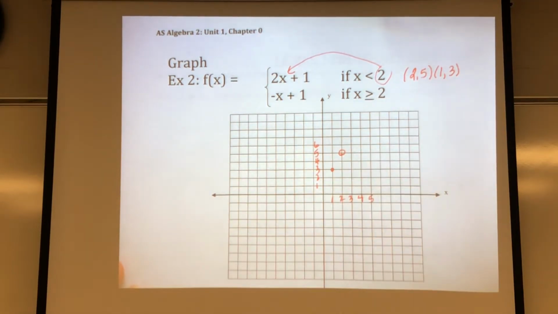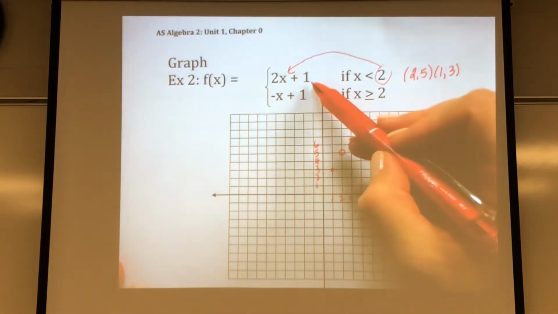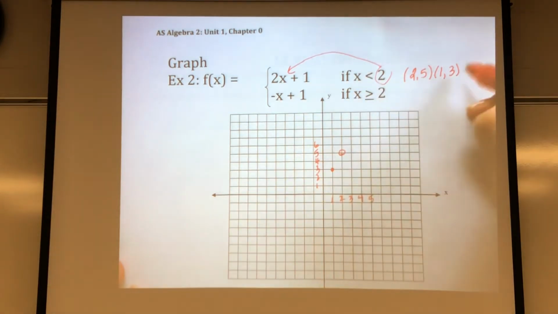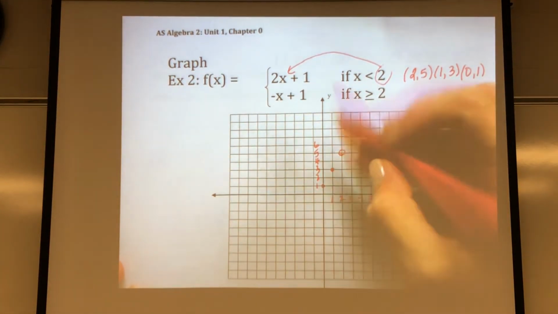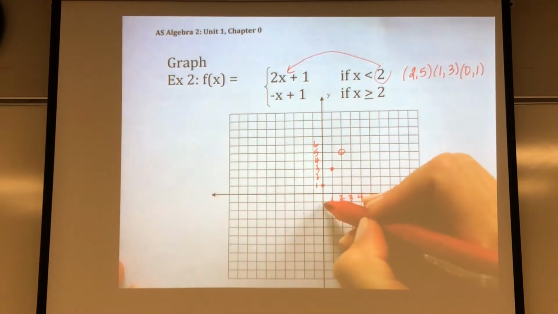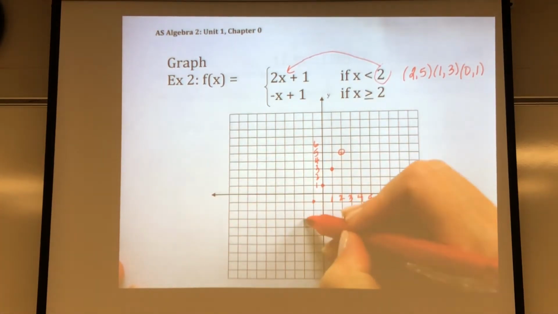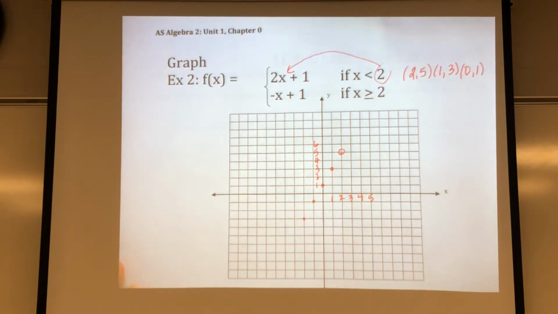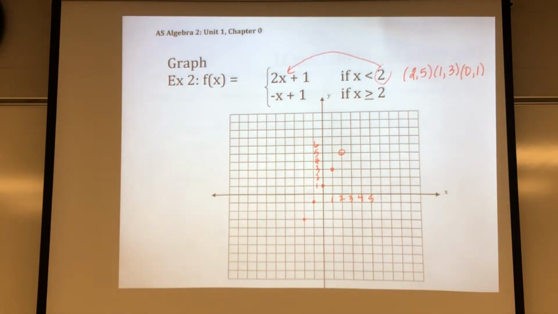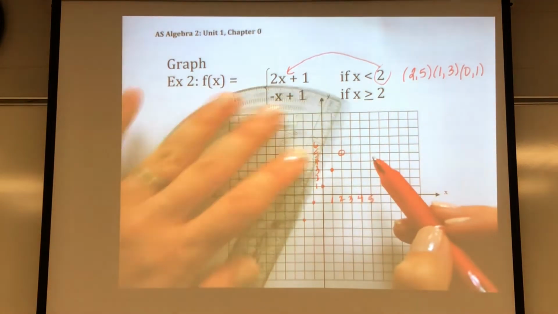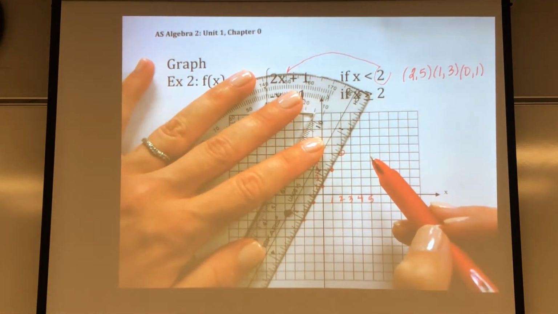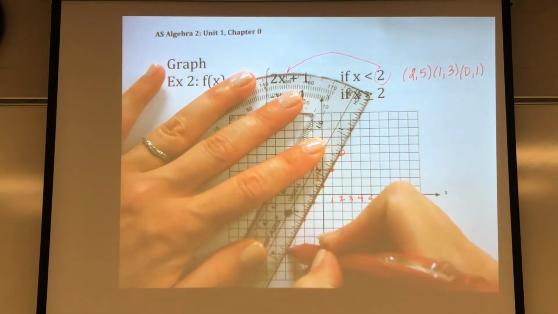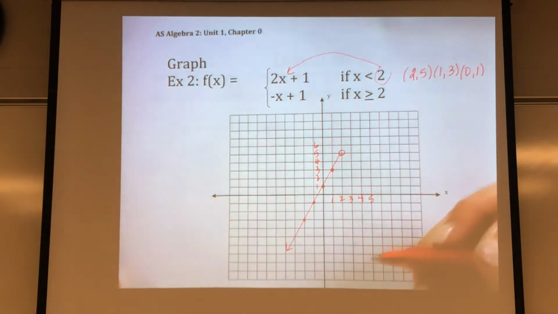You can also use your rules for slope and y-intercept. This has a slope of 2, a y-intercept of 1, so we know that the point 0, 1 is going to be on there. And if we have a slope of 2, we can just go down 2 over 1 instead of calculating. But either way is fine. You can calculate the points, or you can use your slope and your y-intercept. Just be careful with the open circles and the closed circles. And when you connect them, make sure it looks like a piece of a line, not the whole line.